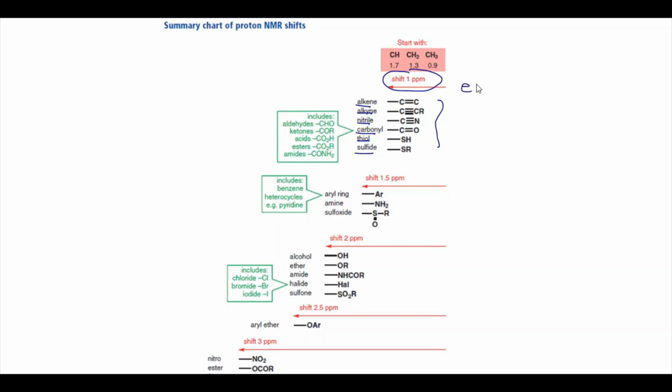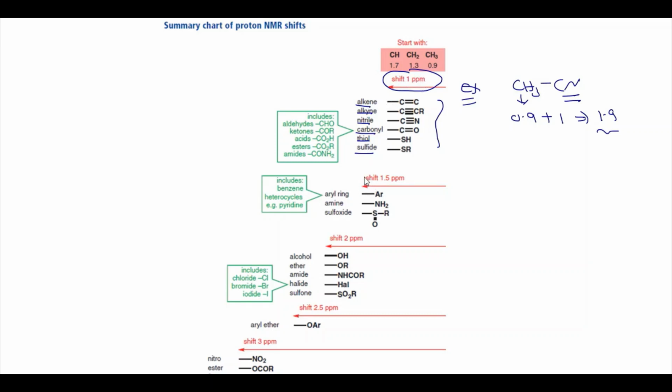Let us take an example. Suppose we have a CH3 cyanide group over here. The base value of this is 0.9, but because of the cyanide it will shift by one more, so the whole value becomes 1.9. So its delta value will be approximately 1.9. Shifts of 1 ppm are generally caused by groups which contain a double bond or triple bond, or you can say a conjugated system, which will shift a delta value by 1 ppm.